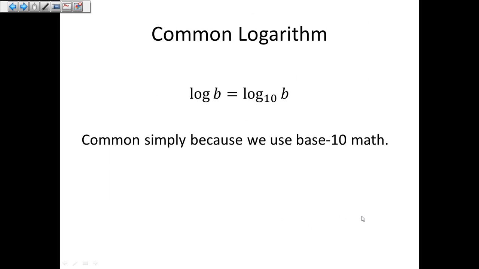Okay, now let's talk about something called the common logarithm. Whenever you see a log with no base, that's understood to be the log base 10. The only reason that this is the common logarithm is because we use base 10 math. So whenever you don't see a log base right here, it's understood to be the log base 10. So this would just be read the log of b, and it implies that it's base 10. This over here is read the log base 10 of b. Well, mathematicians are kind of lazy. They just agree that whenever there's a 10 down here, not to write it, and it can save some time.